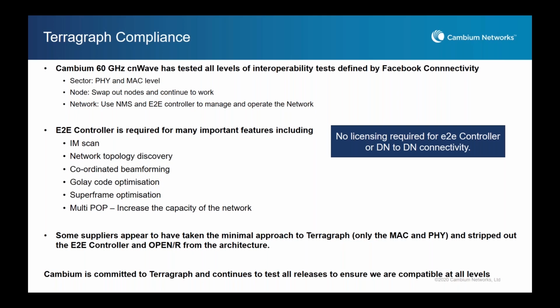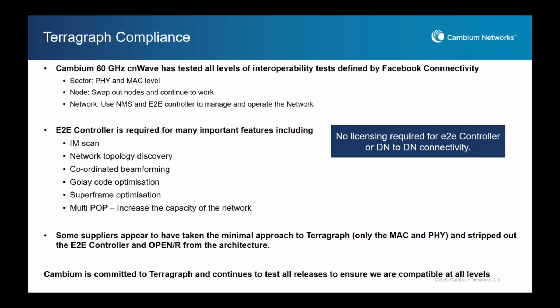So Golay code optimization will have a look around the network and optimize the codes to reduce interference with units located close to you. Super frame optimization. You have multiple frames and they're divided up. Again, this is about optimizing that. Working in that large network, you're able to distribute the processing power and the throughput of the network.